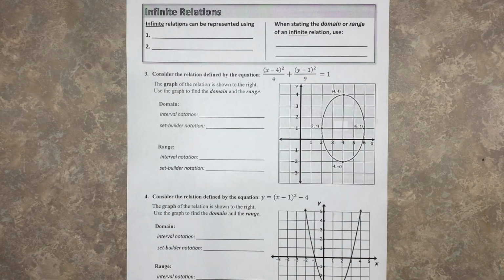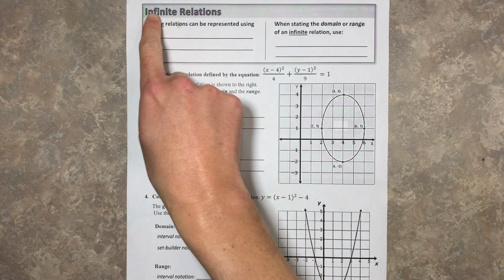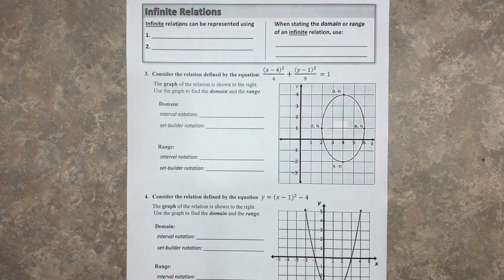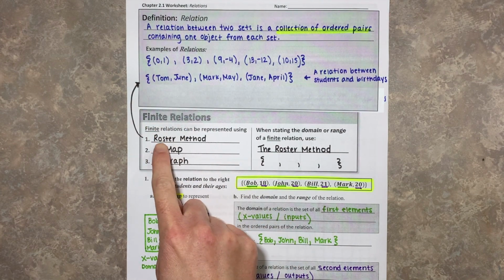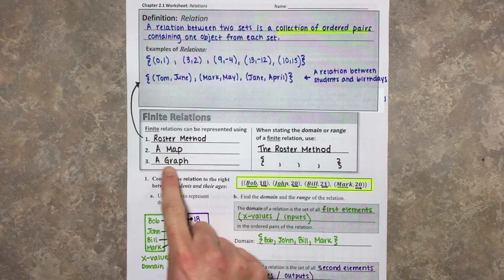On this last page, we're going to discuss infinite relations. Infinite relations are relations that have infinitely many ordered pairs. If we look back for a minute, we learned that for finite relations, we can use the roster method, a map, or a graph.